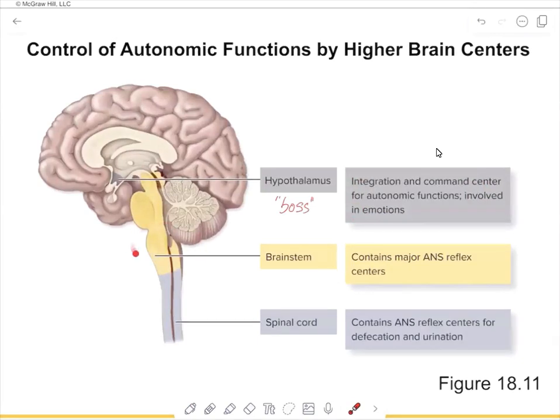However, there can also be reflex centers at the bottom of the brain, which is at the brainstem. This is pointing to the medulla. This is the pons, and this is the midbrain. The brainstem contains major autonomic nervous system reflex centers. And finally, the spinal cord is also going to control autonomic reflex centers, such as defecation, as well as urination through the sacral region of the spinal cord.